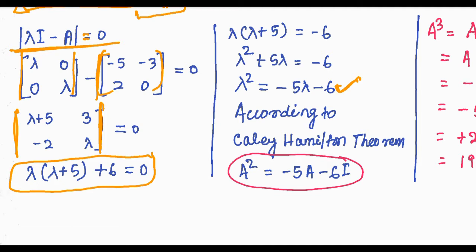So we are not considering the eigenvalues here, we are considering AQ. We have to find out AQ. So as lambda square is equal to minus 5 lambda minus 6, A square will be equal to minus 5A minus 6I. I is the identity matrix of order 2.